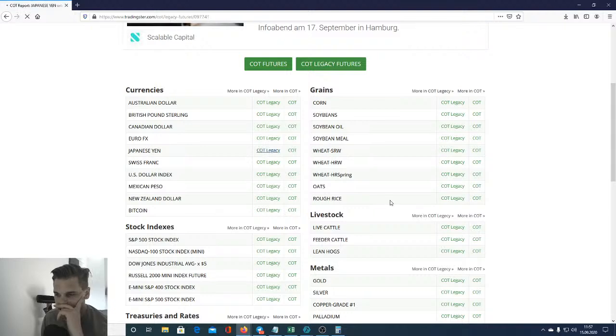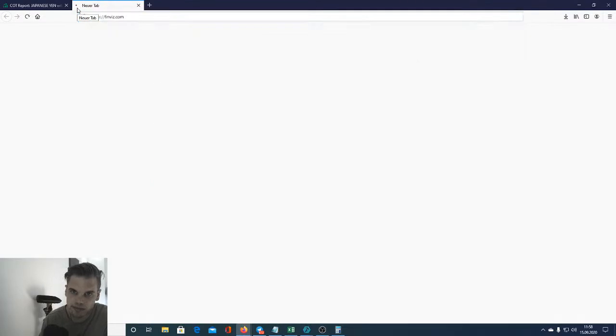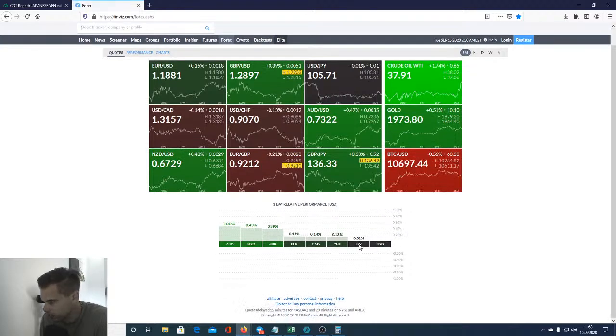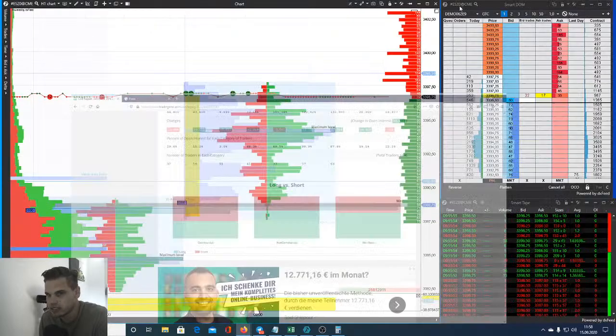And once you see this, a lot of retailers are long, and you see JPY is one of the weakest pairs of the day, then you know what's going on. Like taking all of the retailers out.